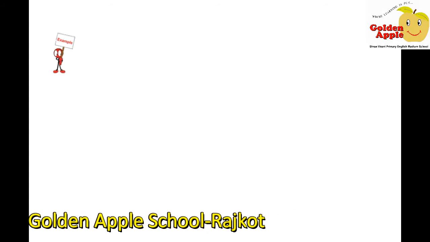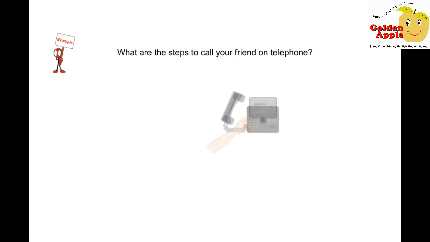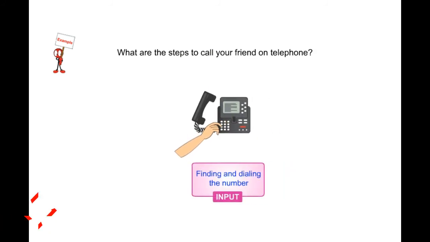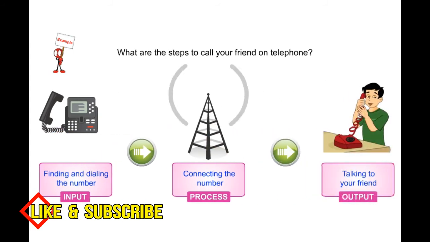Let us take another example. What are the steps to call your friend on telephone? Input is finding and dialing the number. Connecting the number is the process. And talking to your friend is the output.